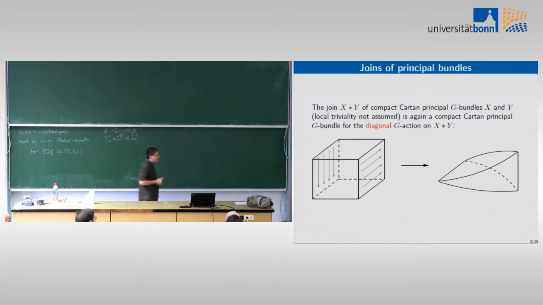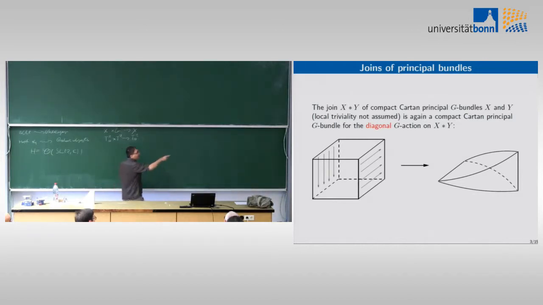Now, this is of course for any topological space, but in particular, you can take, say, compact Cartan principal bundles, and I use this adjective Cartan just to signal that I don't care about local triviality. I don't assume it, which is normally assumed when you utter the words principal bundles. And when you have a join of two compact principal bundles, and you equip this with a natural diagonal G action, then it's again a Cartan principal bundle, which is basically immediate.